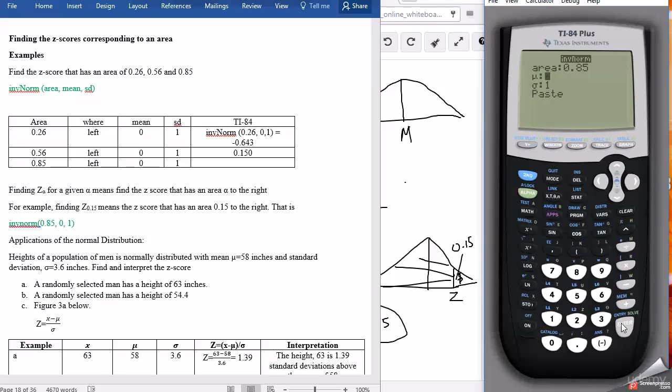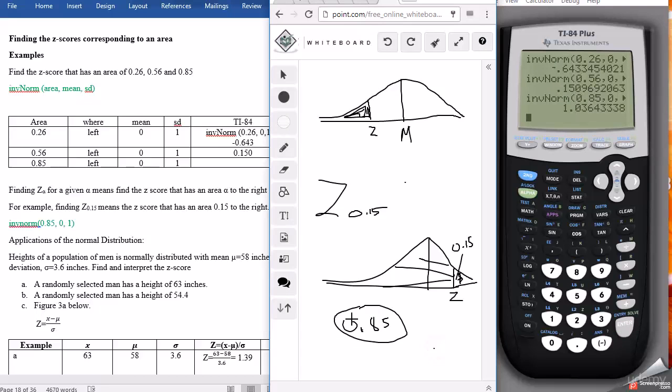Okay, mean is 0, standard deviation is 1. So we're going to compute that. We have 1.036. So z alpha of 0.15 is the same thing as 1.036. Okay, so all we need to do is to use invNorm, subtract this from 1. That will be the area we use, and then of course mean is 0 and standard deviation is 1.